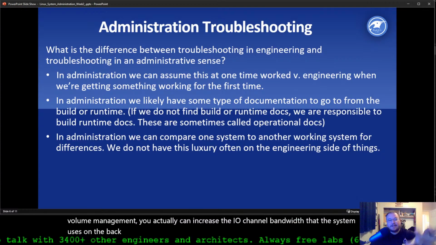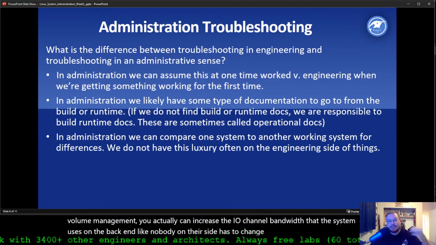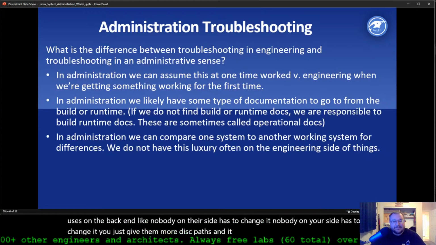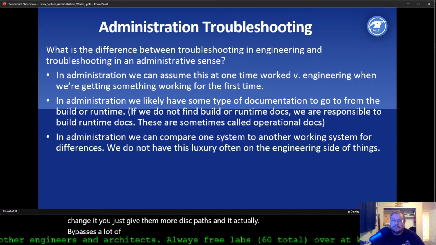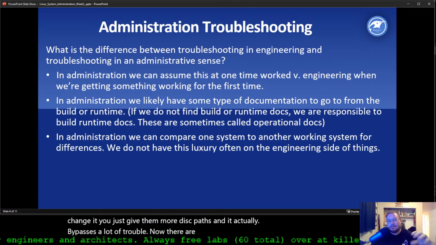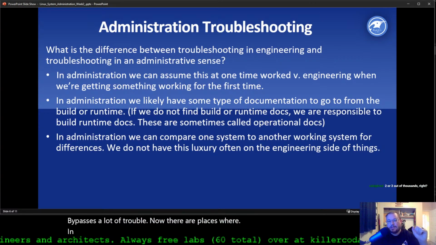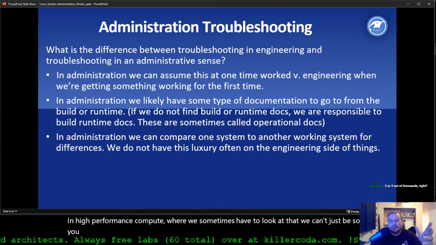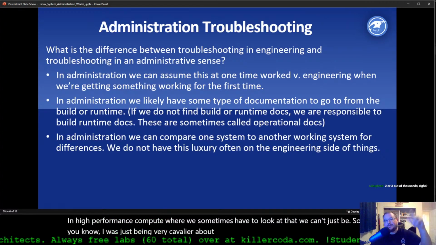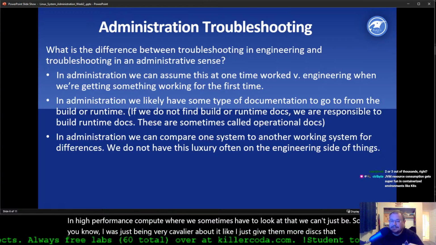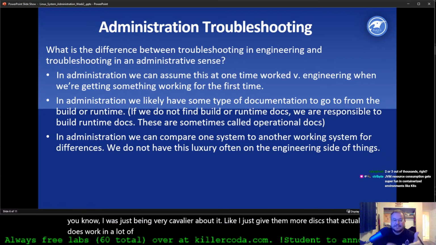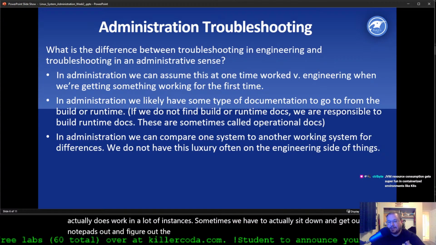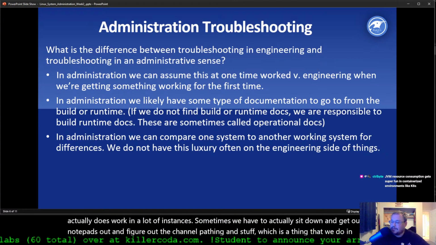Nobody on their side has to change anything, nobody on your side has to change anything. You just give them more disk paths, and it actually bypasses a lot of trouble. Now, there are places in high performance compute where we sometimes have to look at that, and I was just being very cavalier about it, like, just give them more disks. That actually does work in a lot of instances. Sometimes we have to sit down and get our notepads out and figure out the channel pathing and stuff, which is a thing that we do in SANs, storage area networks, sometimes.